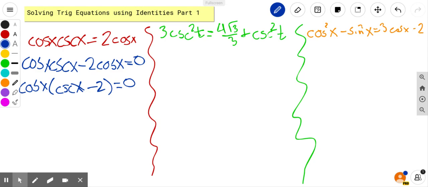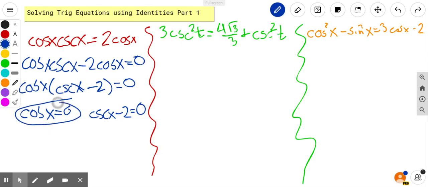So I'm trying to solve two problems. I'm trying to figure out where cosine of x would equal 0, and when cosecant of x minus 2 would equal 0. Right? So that's why I don't divide by the cosine, because if I did, then I would have completely forgotten about that possibility right there. So I'm going to go ahead and solve that real quick.